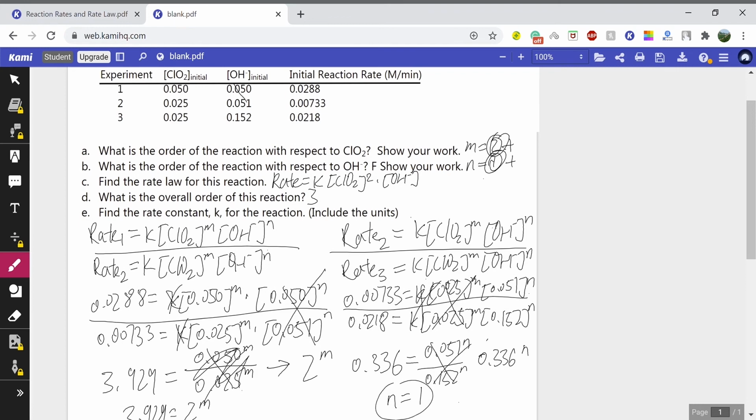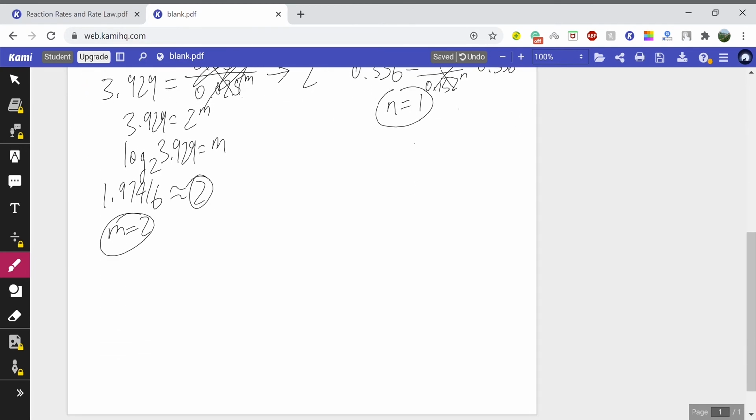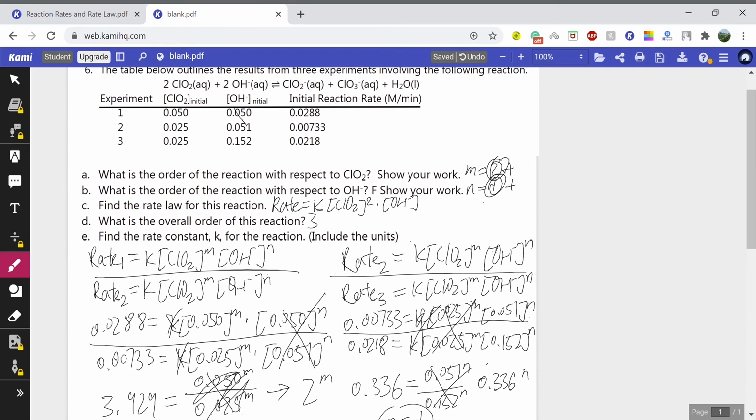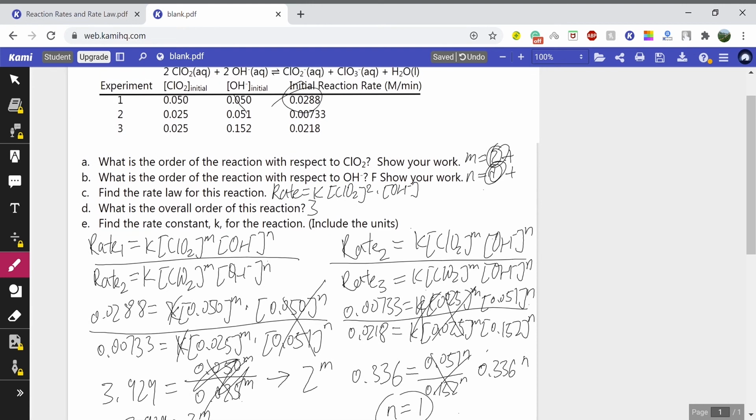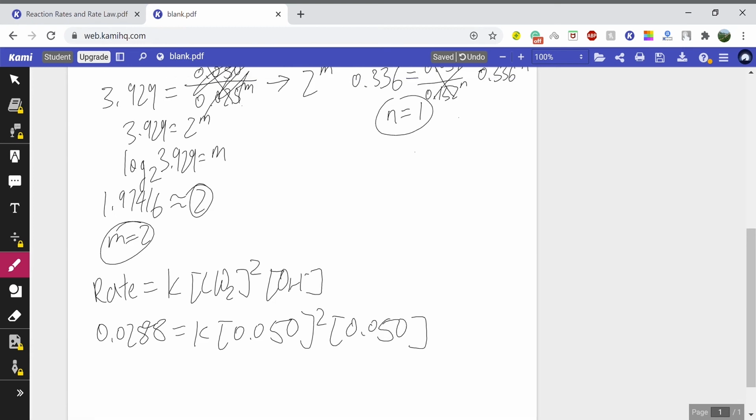Now, finally, we need to find the rate constant K for the reaction, and include units. Rate constant K, we can find it by using our rate law formula. So our rate law formula is rate equals K times ClO2 to the second power times OH minus to the first power. Now we start plugging numbers in. Let's just use experiment 1. So our rate is 0.0288 equal to K times, if I remember correctly, both of these are 0.050 to the second power times 0.050 to the first power. And I'm correct.